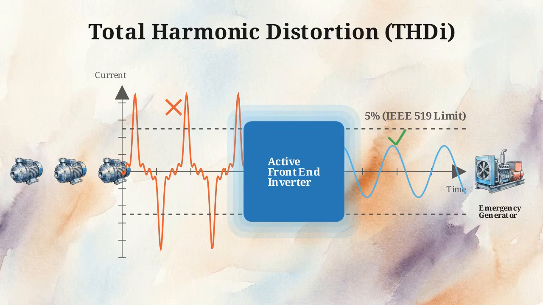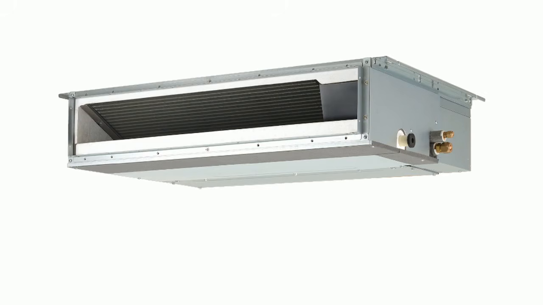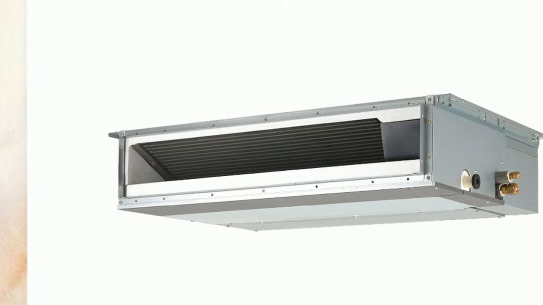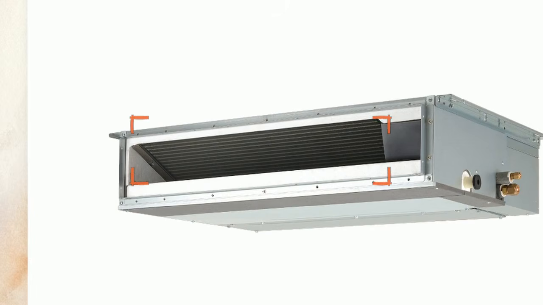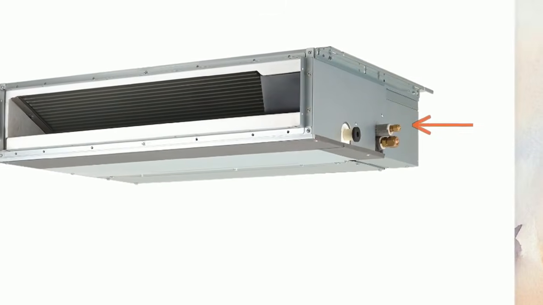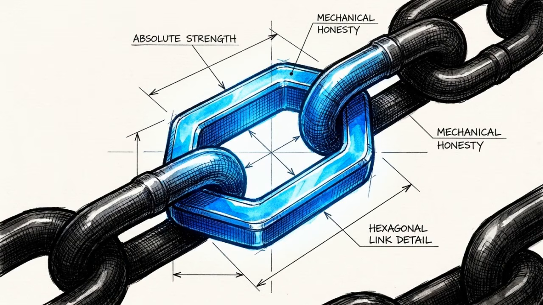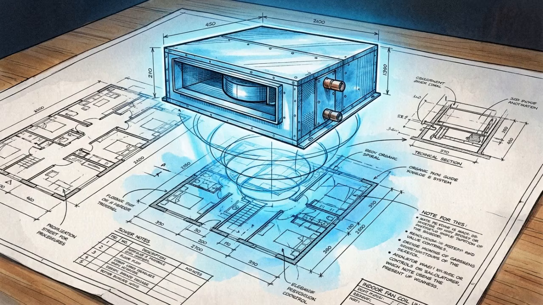They must utilize active front-end inverters or integrated line reactors to keep total harmonic distortion below 5%, strictly complying with the IEEE 519 standard. Looking at the indoor equipment, this rectangular ducted fan coil demonstrates why nominal kilowatt ratings are insufficient alone. Engineers must verify the unit's external static pressure capabilities and airflow distribution limits against the specific physical constraints of the ductwork and the room layout. Specifying the exact equipment limits, ranging from harmonic distortion caps to psychrometric performance, is the only reliable way to build a reliable availability chain.